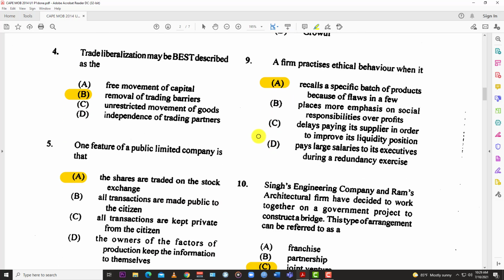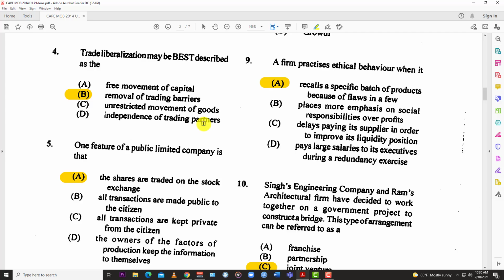Alright, 9. A firm practices ethical behavior when it, and so the best answer here is recall a specific batch of products because of flaws in a few. They could roll the dice and say, well, only a few, so we just leave it out there and see what happens. But because they know there's a few that's damaged, they're going to say, okay, the ethical thing to do, let's recall the whole batch. It's going to cost us some money, but that's okay. We recall the whole batch because it's the right thing to do. So that's why the answer is A for this one.